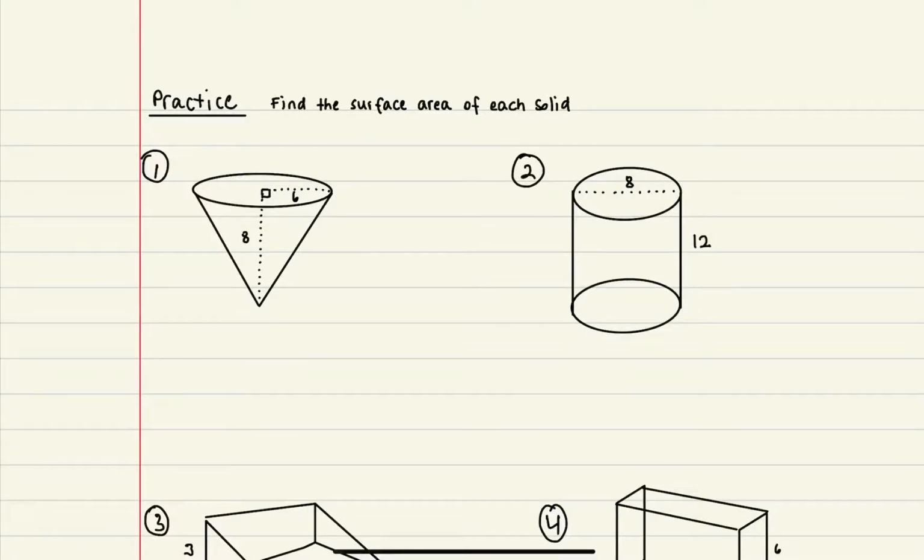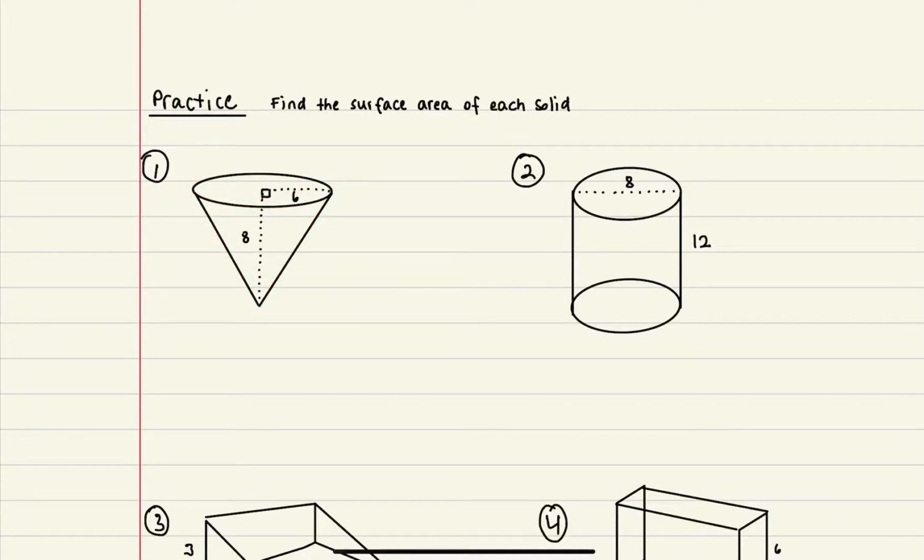Hi guys. So today we're going to look at surface area of 3D solids. The first object we have here is a cone, and this cone is made of the circular base and then the lateral area, which is the side of the cone.